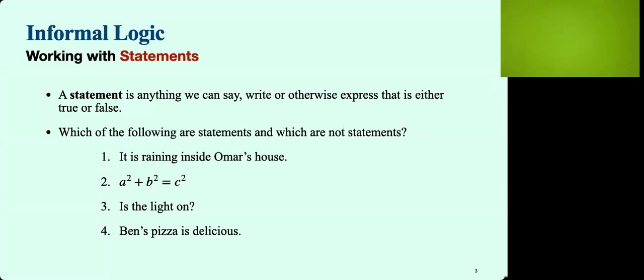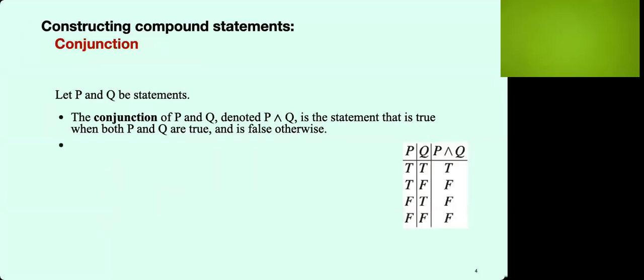So statements just by themselves can be kind of boring, but we can create new statements, compound statements, from simple statements, and that's what we're going to do next. So our first compound statement is called a conjunction. P and Q are going to be two simpler statements, and I'm going to put them together with the word and, P and Q, and it's denoted with that funny looking upside down V symbol. It kind of looks like an A for and, but it doesn't have the crossbar in the A.